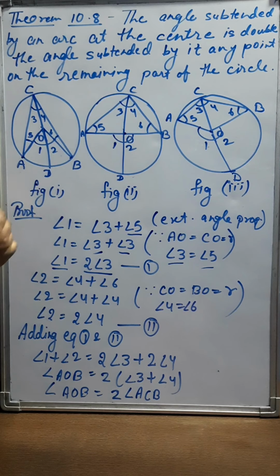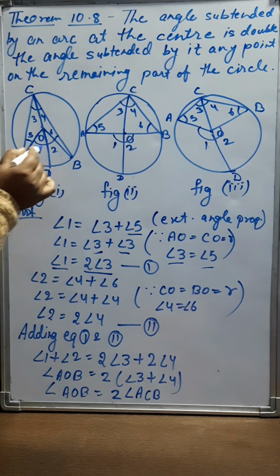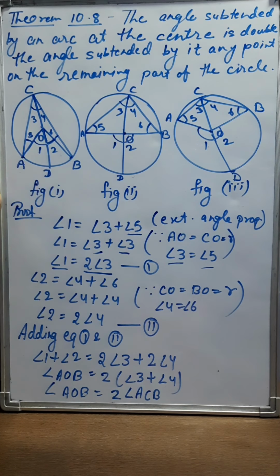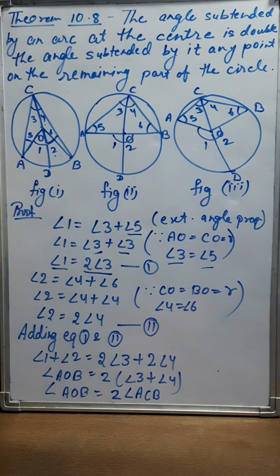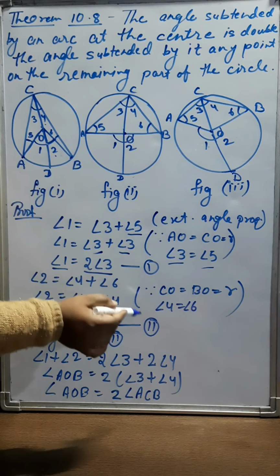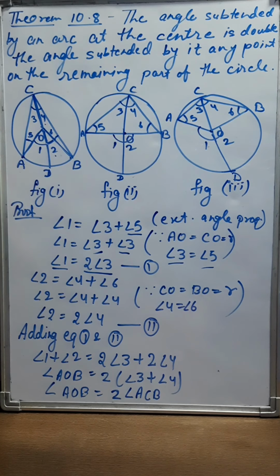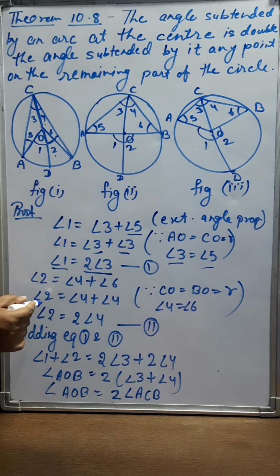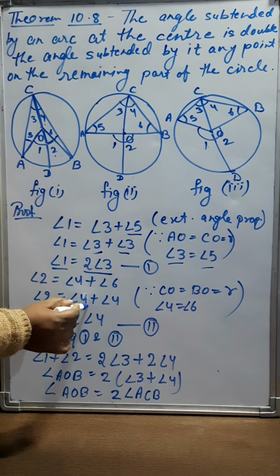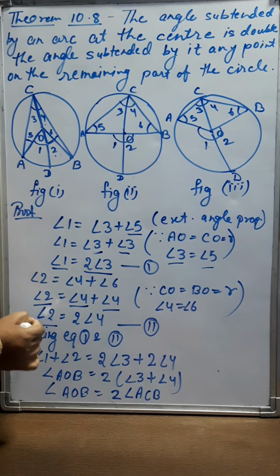Now for the second triangle BOC, angle 2 is the exterior angle. Angle 2 can be written as 4 plus 6, the sum of the interior opposite angles. Again 4 is equal to 6. Why? Because in triangle BOC, CO will be equal to BO. Both are radius. So 6 can be replaced by angle 4. So we are getting angle 2 is equal to angle 4 plus 4, or angle 2 is equal to twice of angle 4.